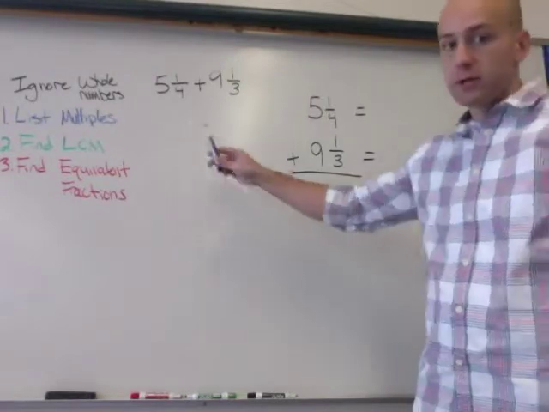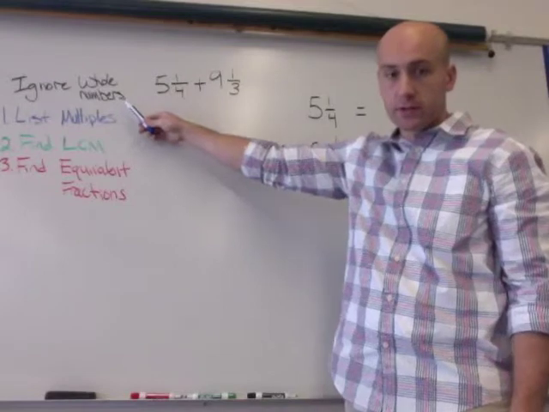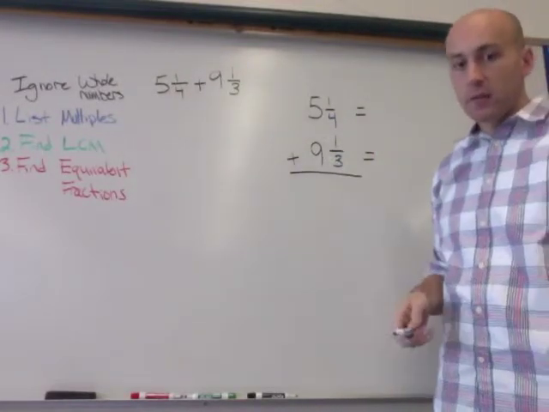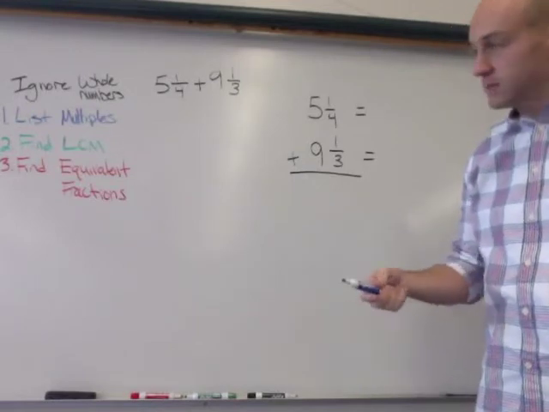So the first thing we're going to do is ignore the whole numbers. Okay? So just ignore the 5 and the 9. We're going to pretend like they don't exist. And we're going to find a common denominator. So we'll go through these steps again.